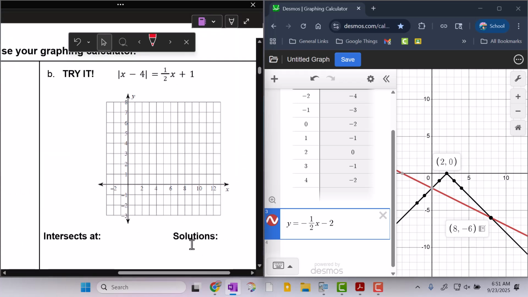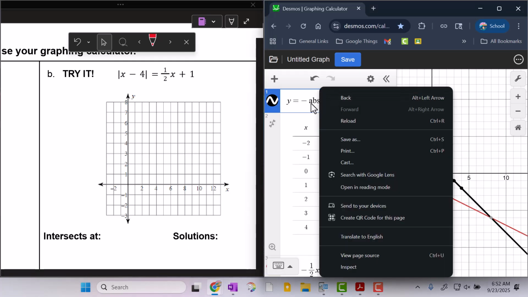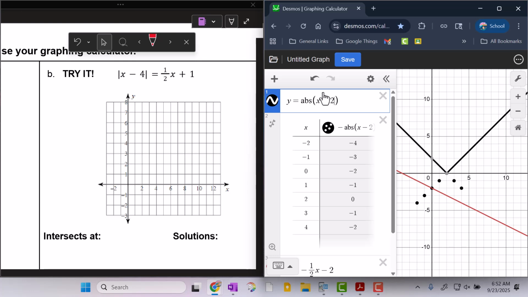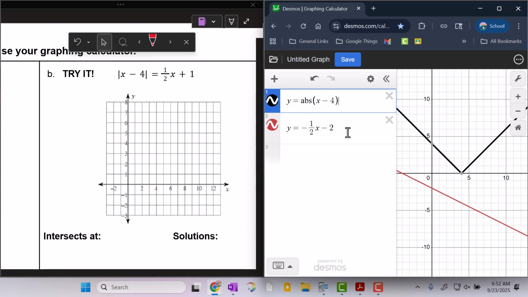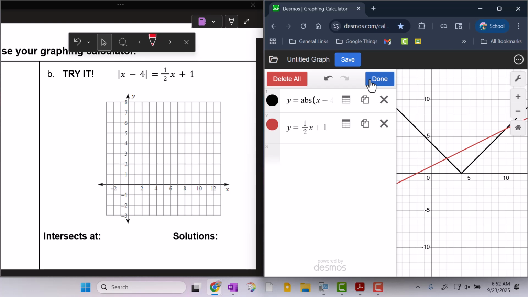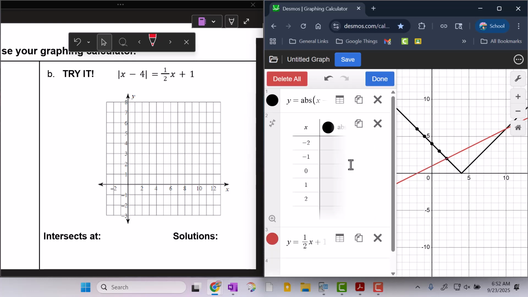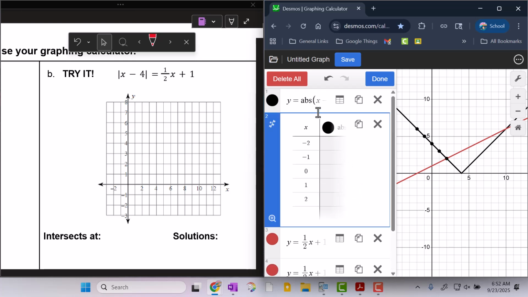We'll do the same thing with this one. We have absolute value again. So actually, I'm just going to change what I need here. And we'll get rid of that. And now it's 1/2 x plus 1. And again, we have our points, but I still want to get, there we go, more points.